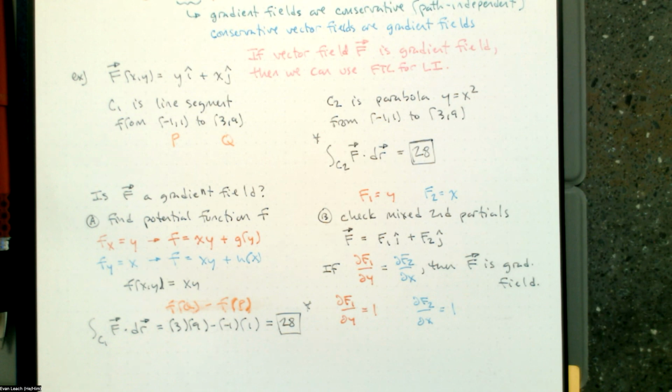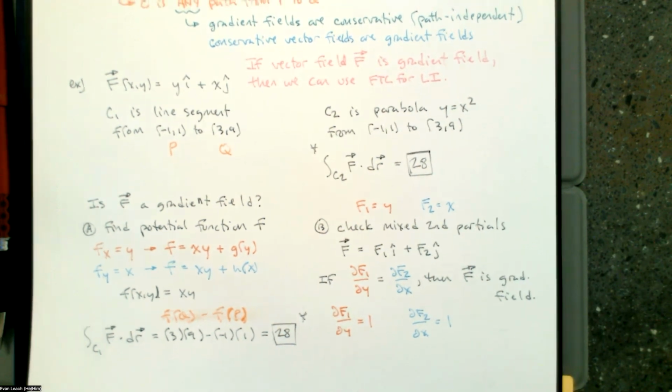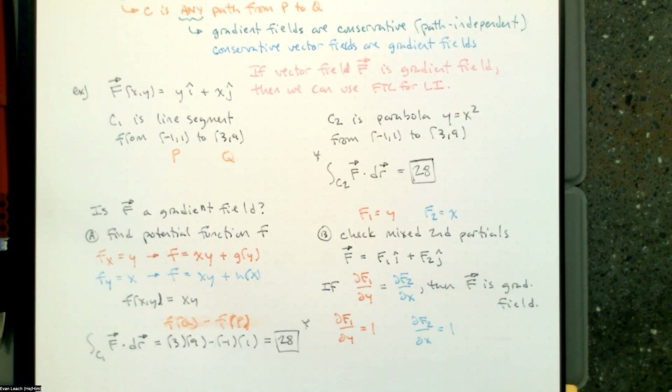One thing I want to point out is that up here I wrote C is any path from P to Q, and that is because gradient fields are conservative, that is path independent. Conservative and path independent are the same thing. And I also wrote underneath that conservative vector fields are gradient fields. So one is the other. Those things are the same.